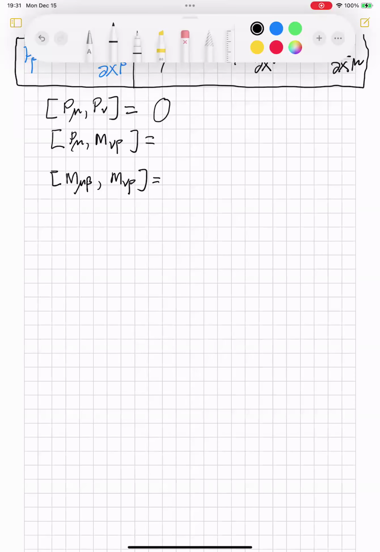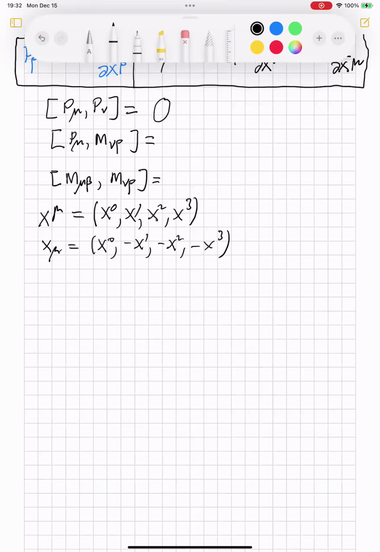Okay, so we'll calculate one more commutator just for the practice. Let's calculate the commutator between P mu and M nu rho. We'll start off, we've got x mu, which is equal to x naught, x1, x2, and x3, with the index up. If we've got x mu down, this is equal to x naught, minus x1, minus x2, and minus x3.